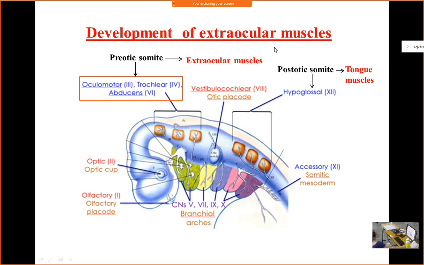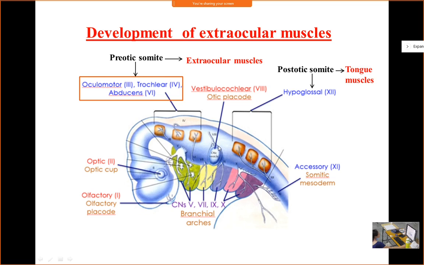Now how will the extraocular muscles, which move the eyeball, be formed? The extraocular muscles are developed from the pre-otic somite. So what is the otic somite? That is the thickening of the surface ectoderm which will form the ear. Here the otic somite is present in the region of the rhombencephalon.